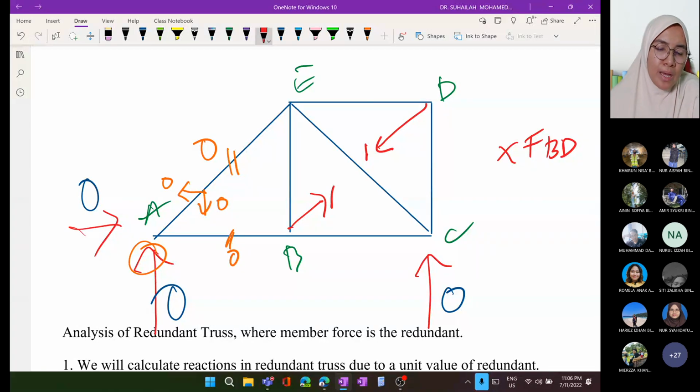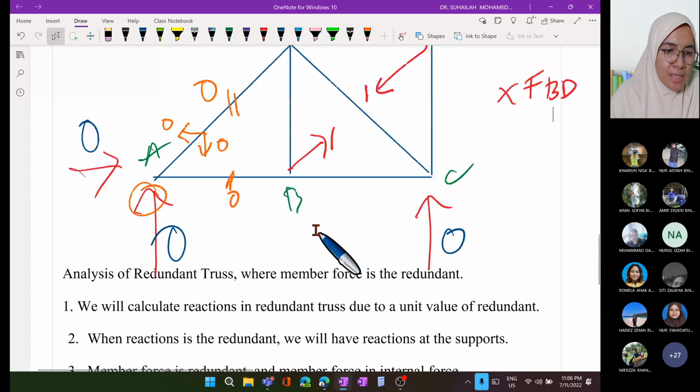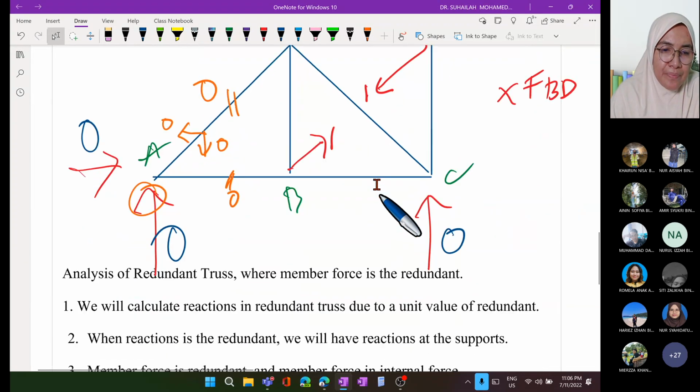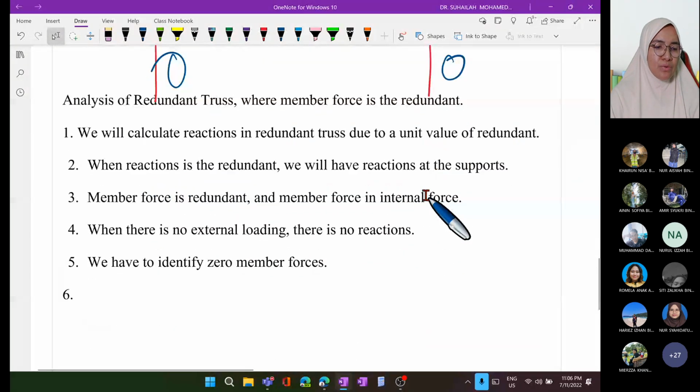Now we will determine member forces in the truss panel without reaction value. The first step is to identify zero member forces. The next step is to make sure there is a unit value of redundant here. It is positive 1 times FBD, because originally it is FBD here. Okay, next step is we resolve in X and Y, a unit value of redundant.